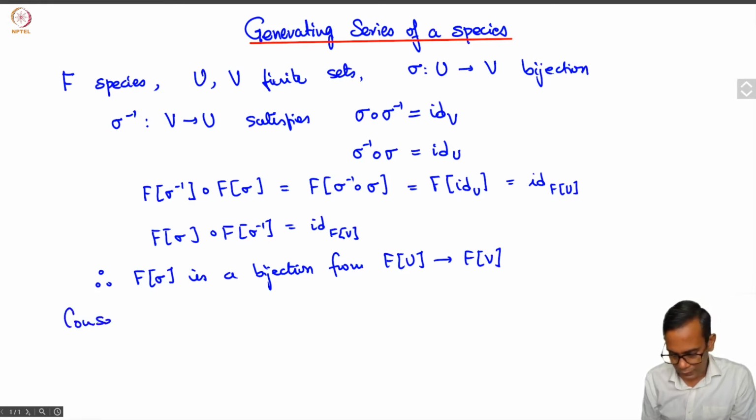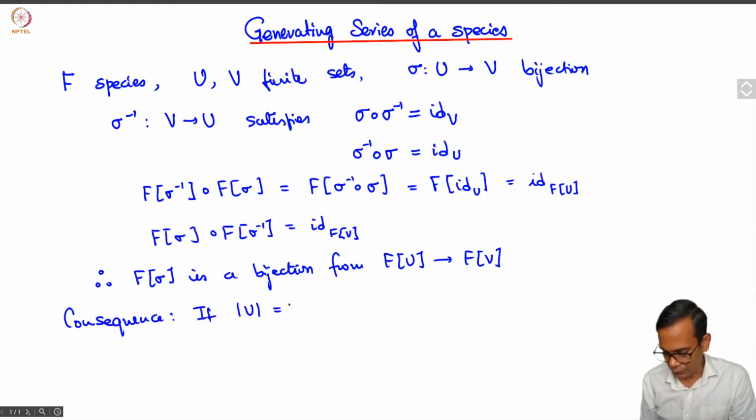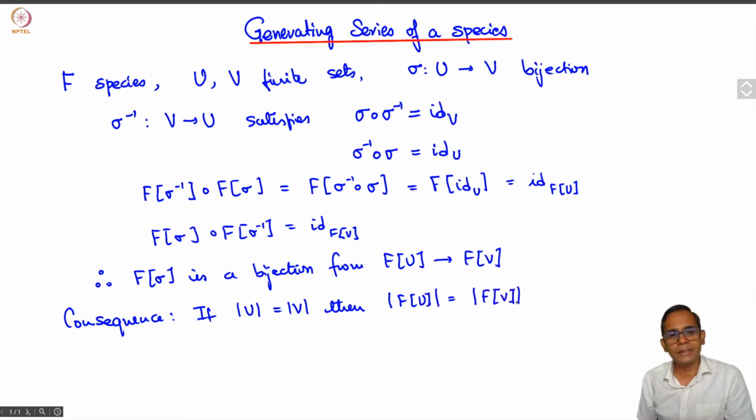if U and V have the same cardinality, then of course there's a bijection from U to V. So if the cardinality of U is equal to the cardinality of V, then the cardinality of F of U is equal to the cardinality of F of V. And so if we are interested in the number of F structures on a set, it's enough to consider just F of [n], the set of integers 1 to n.